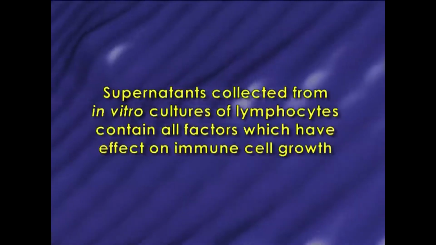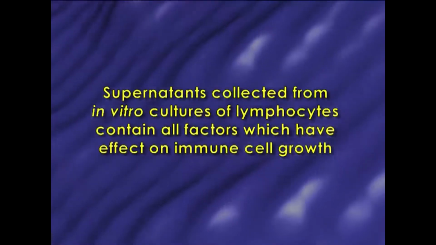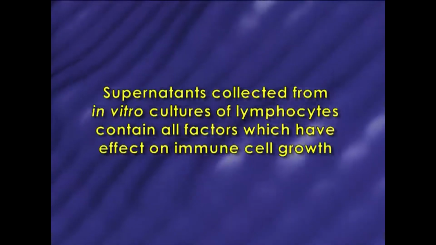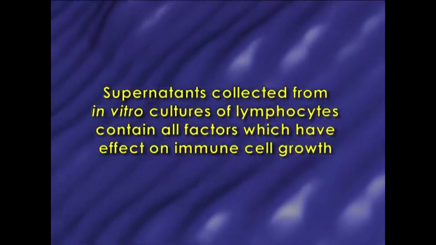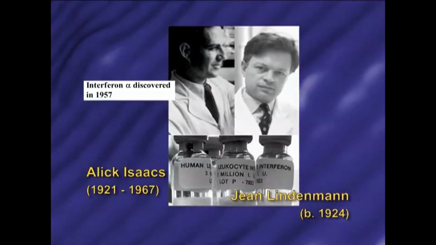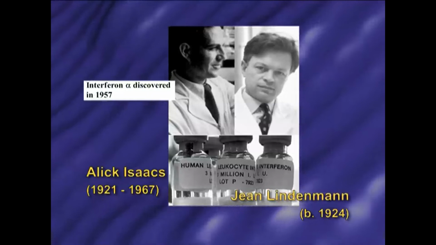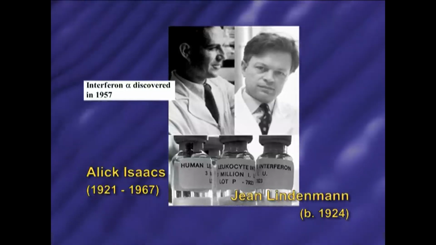So far, almost 100 cytokine molecules have been discovered. Initially, cytokines were discovered in the mid-1960s. It was found that the supernatant collected from in vitro cultures of lymphocytes contains some factors which have an effect on immune cell growth. And Alick Isaacs and Jean Lindenmann discovered the first cytokine, interferon alpha, in 1957.